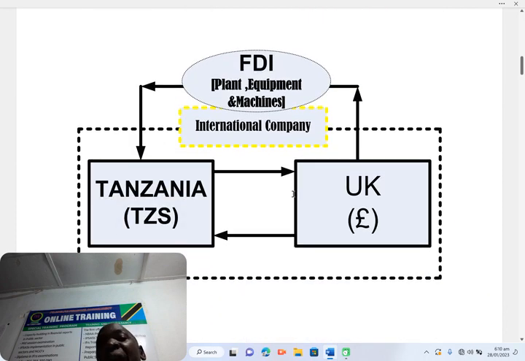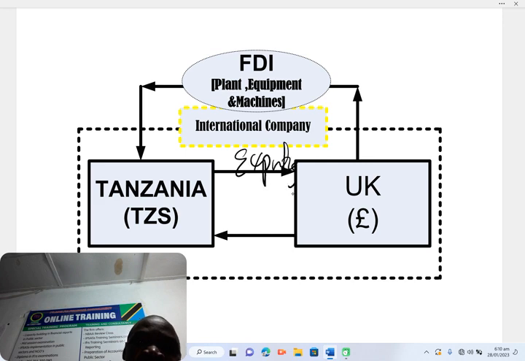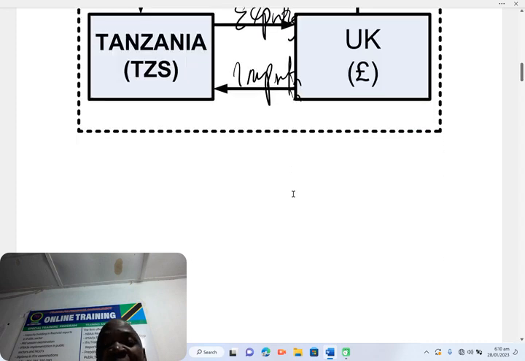Let us see. I told you this model that foreign direct investments are the multinational companies who come and invest in our nation. So having two nations, we have two currencies. Therefore, in the transaction, the multinational can be exporting goods from the hosting country, and can also be importing plant, machinery, equipment, and others.